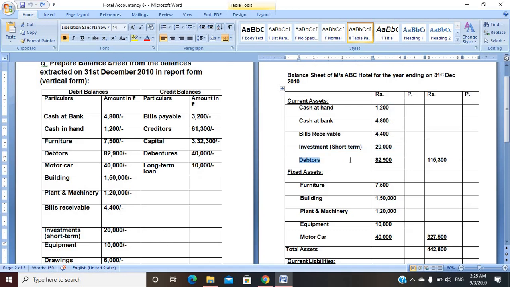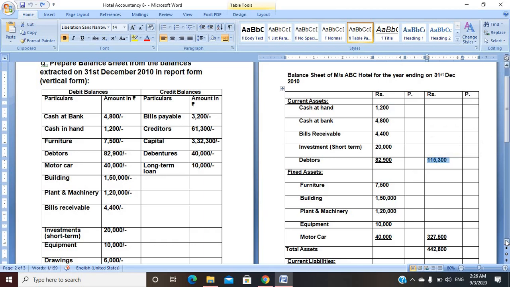Next, we have debtors. Like I said earlier in my classes, debtors are a current asset, the amount we take from someone we have given credit to, within a period of time. So 82,900. This way the current assets column will be closed. 1200 plus 4800 plus 4400 plus 20,000 plus 82,900 gives you the final figure of the amount column, rupees 1,15,300. So it is 1,15,300 for our current assets.